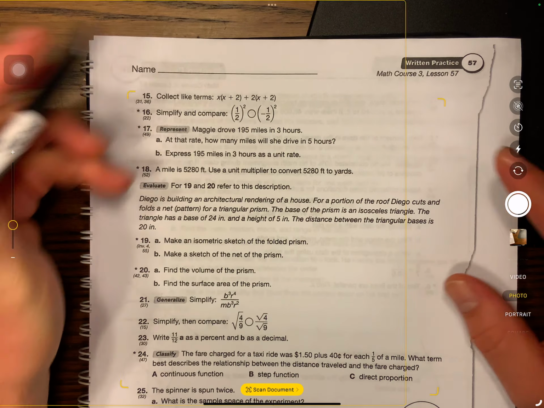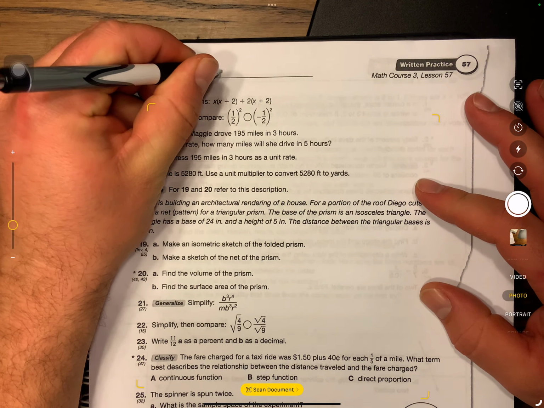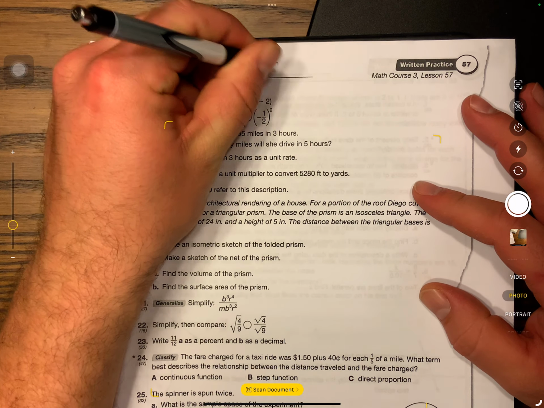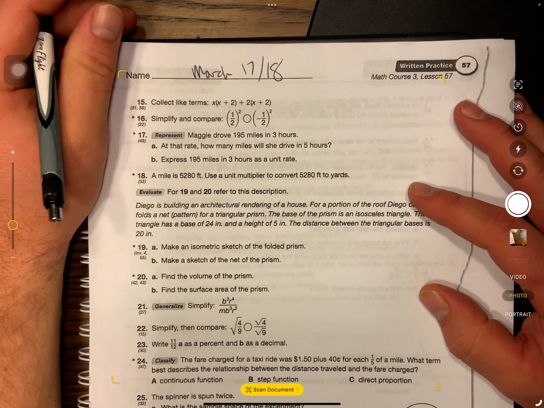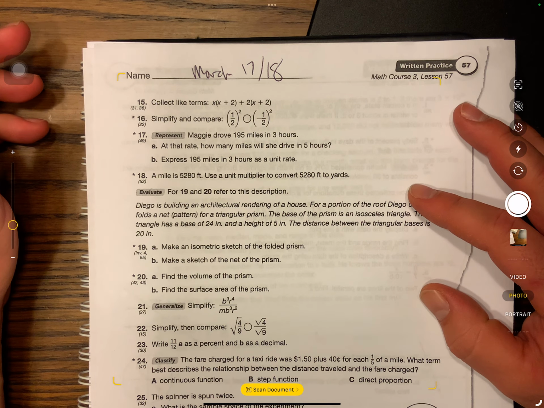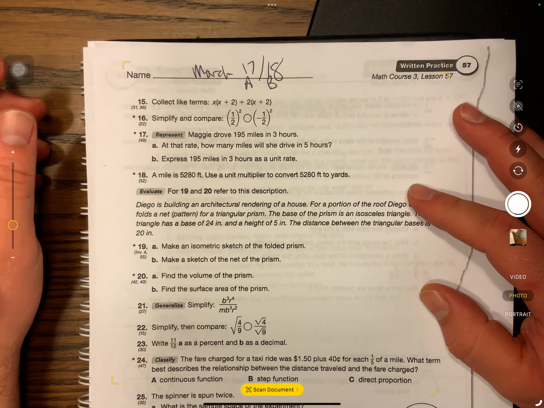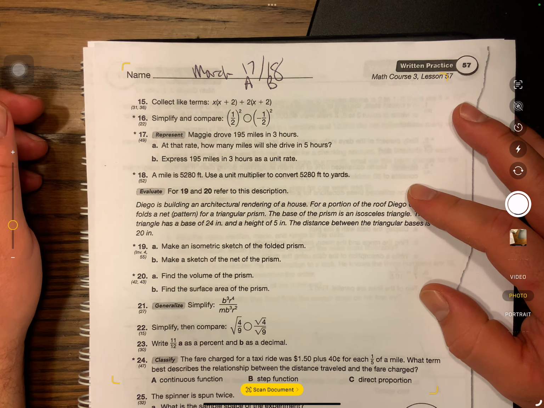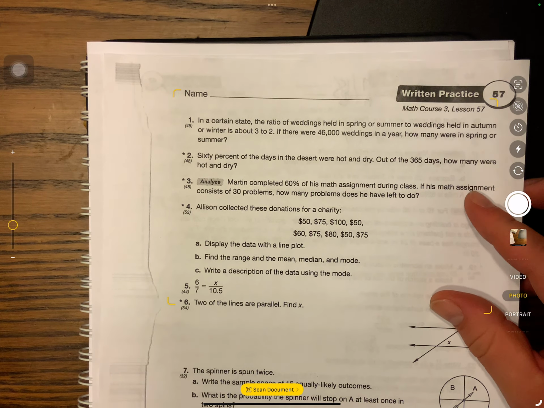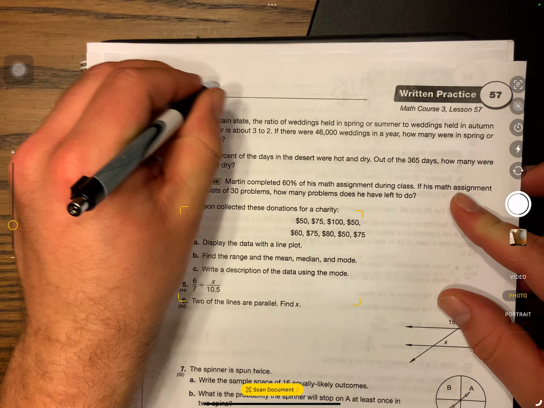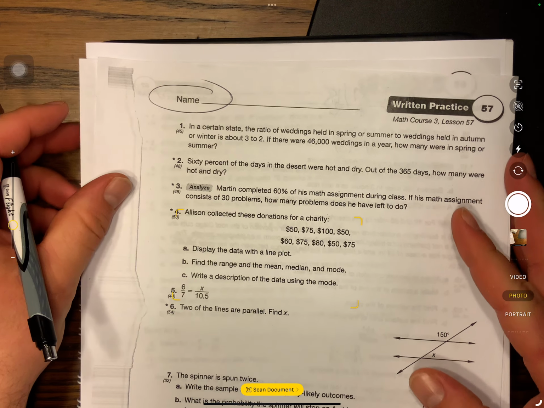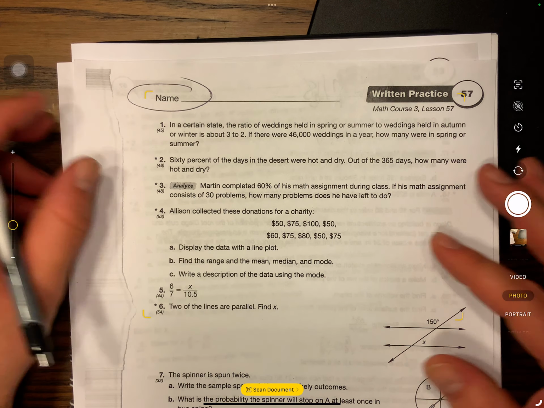Hey everyone, this is your warm-up for March 17, 18. So if it's A or B day, that's what we're doing. This is the A, this is the B. And you should have 57 in your hand. Okay, throw your name up there. Let's do this.